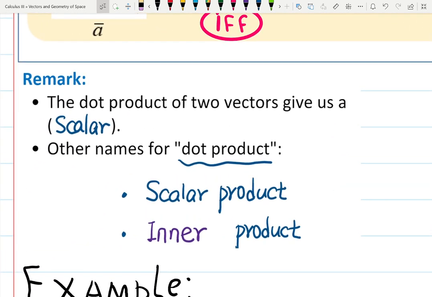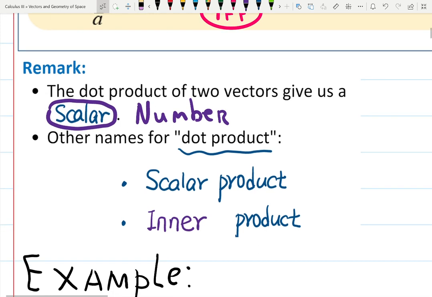Remark, the dot product of two vectors gives you a scalar. Scalar basically is a number, right? Other names of dot product you will see in literature is a scalar product because it's a number, or inner product because it multiplies inner components, A1 times B1, A2. So it goes inside of the components of each vector. That is also important. You will see it at some point. Inner products is a popular name as well.